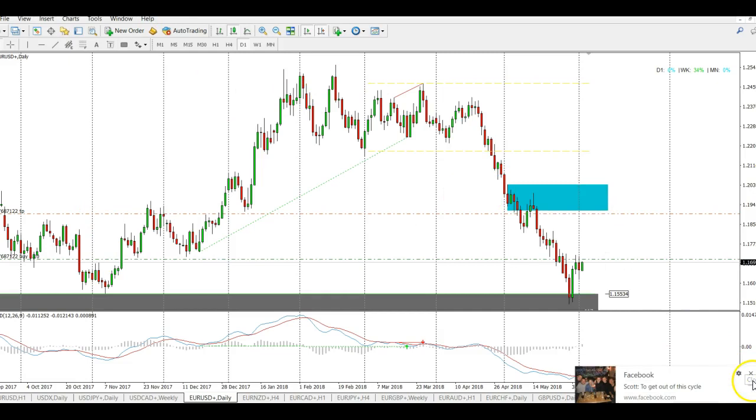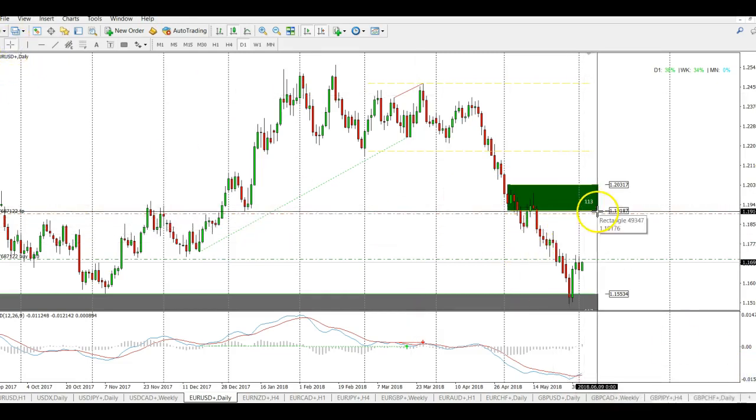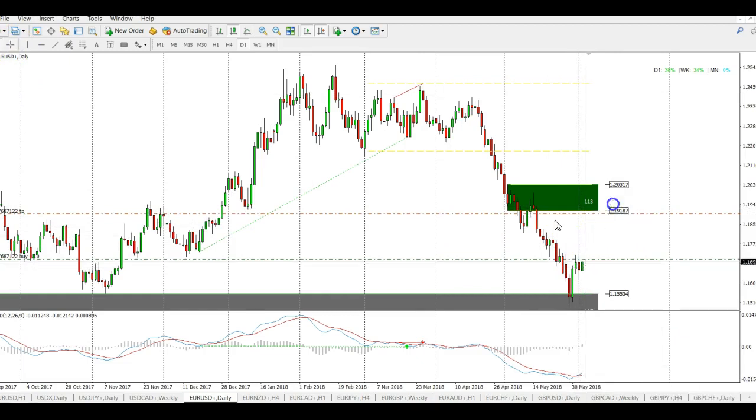So this is where I'm looking at the target here this week, now 119. I'm liking this to head up. Probably get a small bit of reaction here. It's already reacted to this daily zone here.